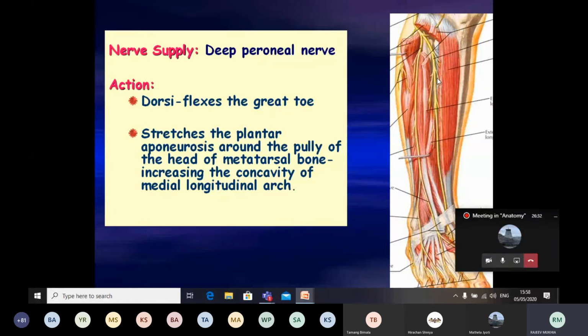Another action of this muscle is that it will stretch the plantar aponeurosis. During the lecture on the sole, you will study this plantar aponeurosis. It is a strong thickening of the deep fascia in the foot. Later we will study it in detail. So it will stretch the plantar aponeurosis, and it will also increase the concavity of the medial longitudinal arch. So these are the two actions.